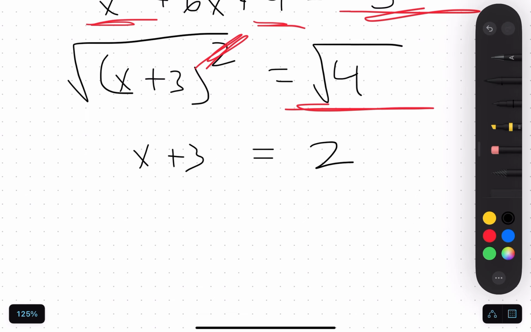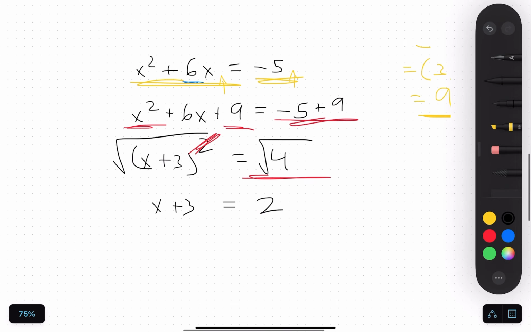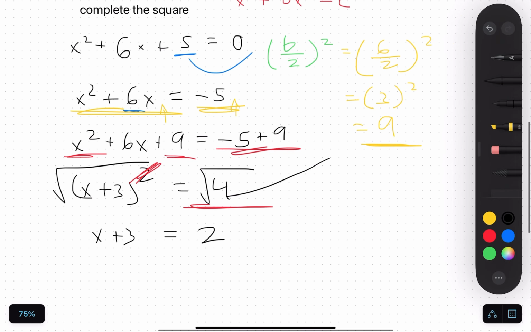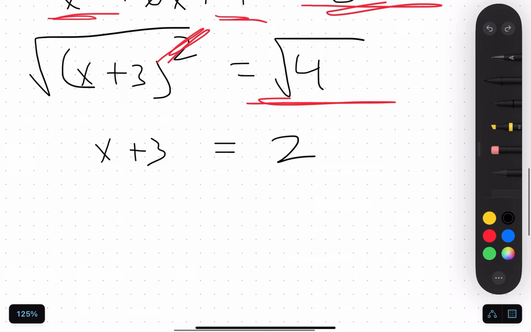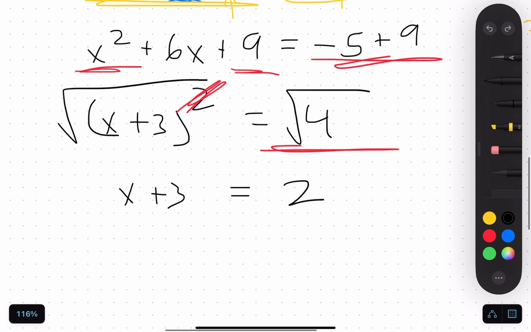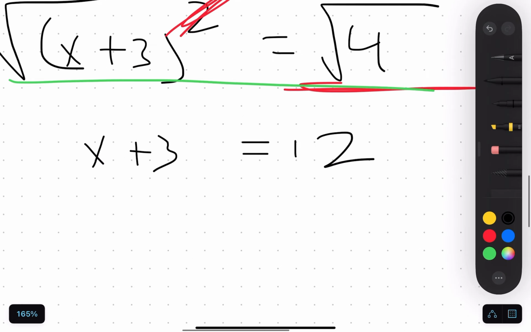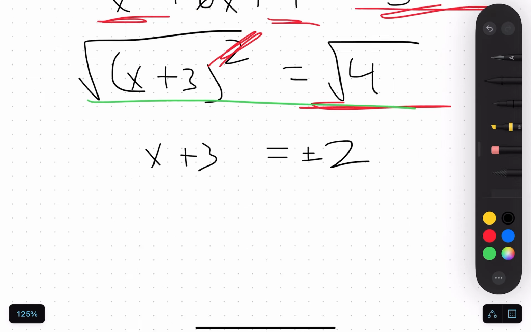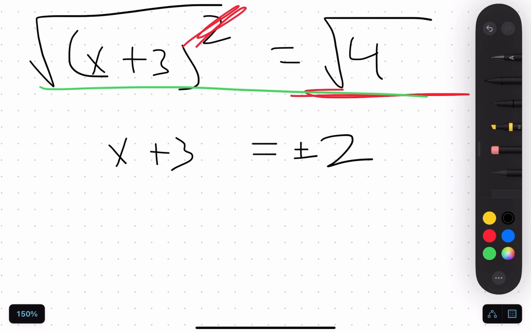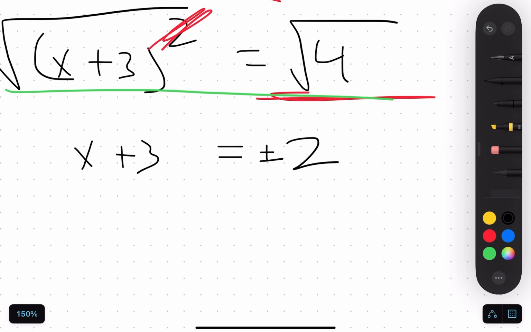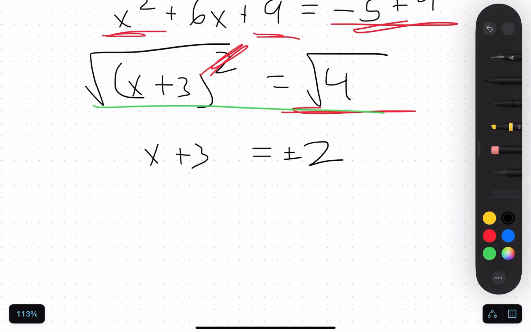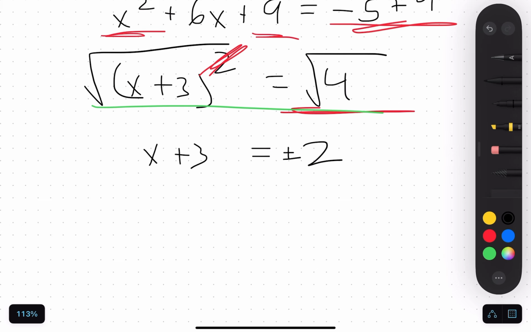Now when you're solving for x here, don't forget, when you take the square root of both sides, there's the square root principle. I'm pretty sure our teacher taught us that: you always put plus or minus on the right side. So now we have x plus 3 equals plus or minus 2. Then you can just transpose the 3 if you want. That's what I usually do, so I'm going to do that.